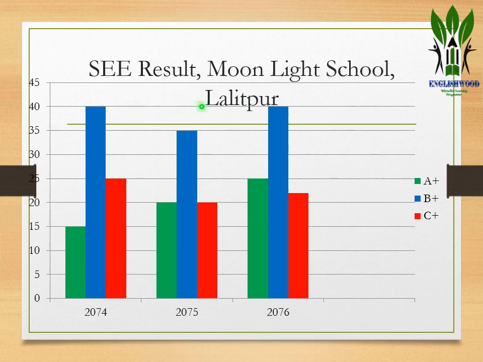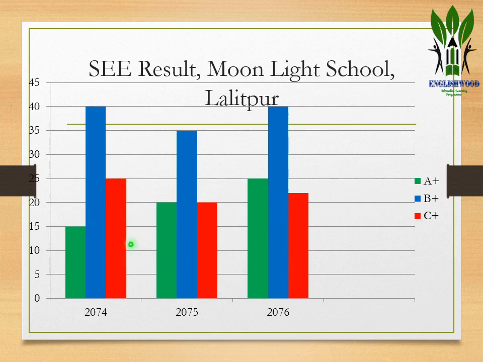Then another statement you can join is, the three bars, green, blue, red, show A plus, B plus, and C plus results respectively. Okay, that's all for the statement. Now you can go to the body part. In the body part, as I told you, you can just give the summary in short.